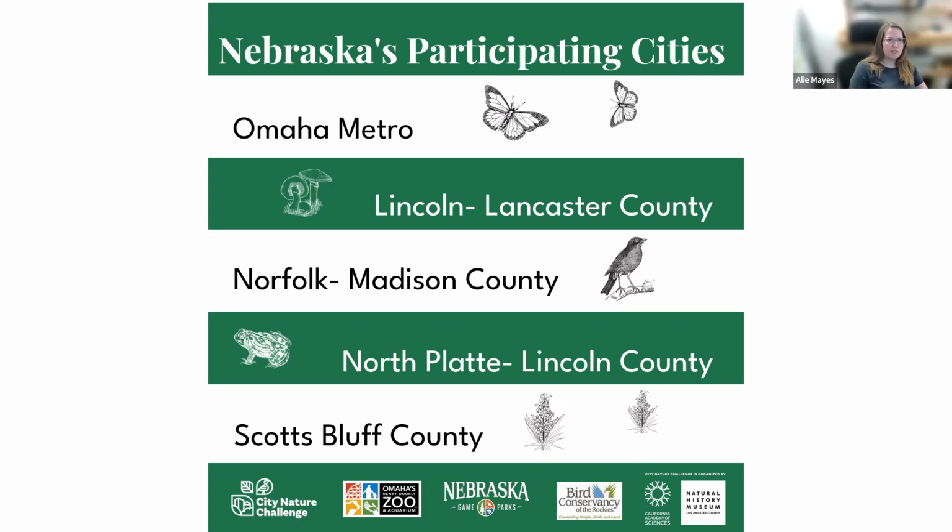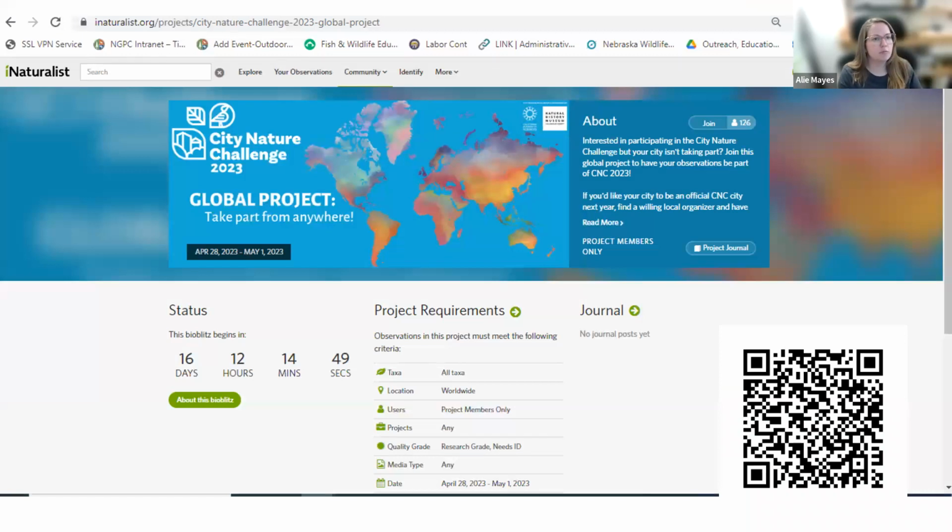If you're in a participating city, it's really easy. You just upload your observations to iNaturalist. That's it. As long as you're within one of those areas, your observations automatically upload. However, if you're not in a participating city, you can still participate by joining the global project for the City Nature Challenge. And so you would just go on to iNaturalist, join the project, and then your observations count no matter where you are in the state or the world.